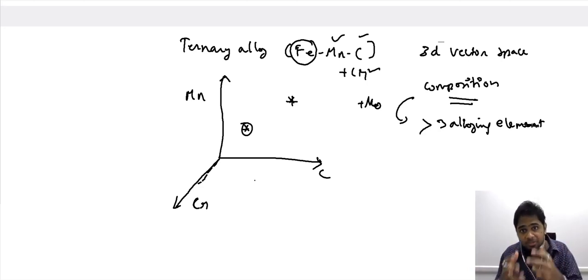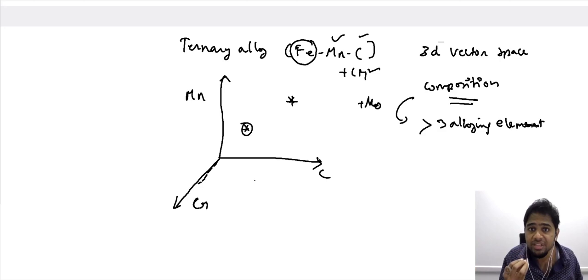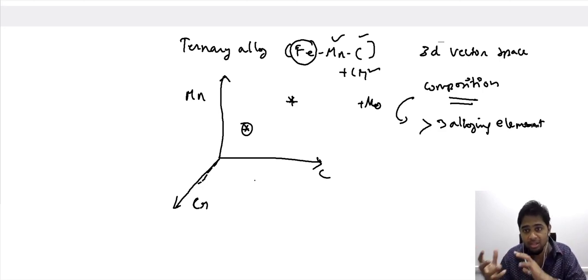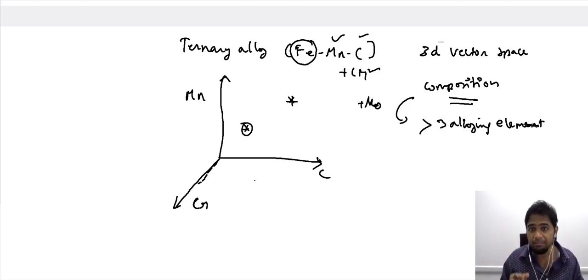When you move away from this quaternary system, what we would need is not a graphical representation, but rather a numerical representation, a vectorial representation of our concentration. And this is possible when we have a multidimensional representation.